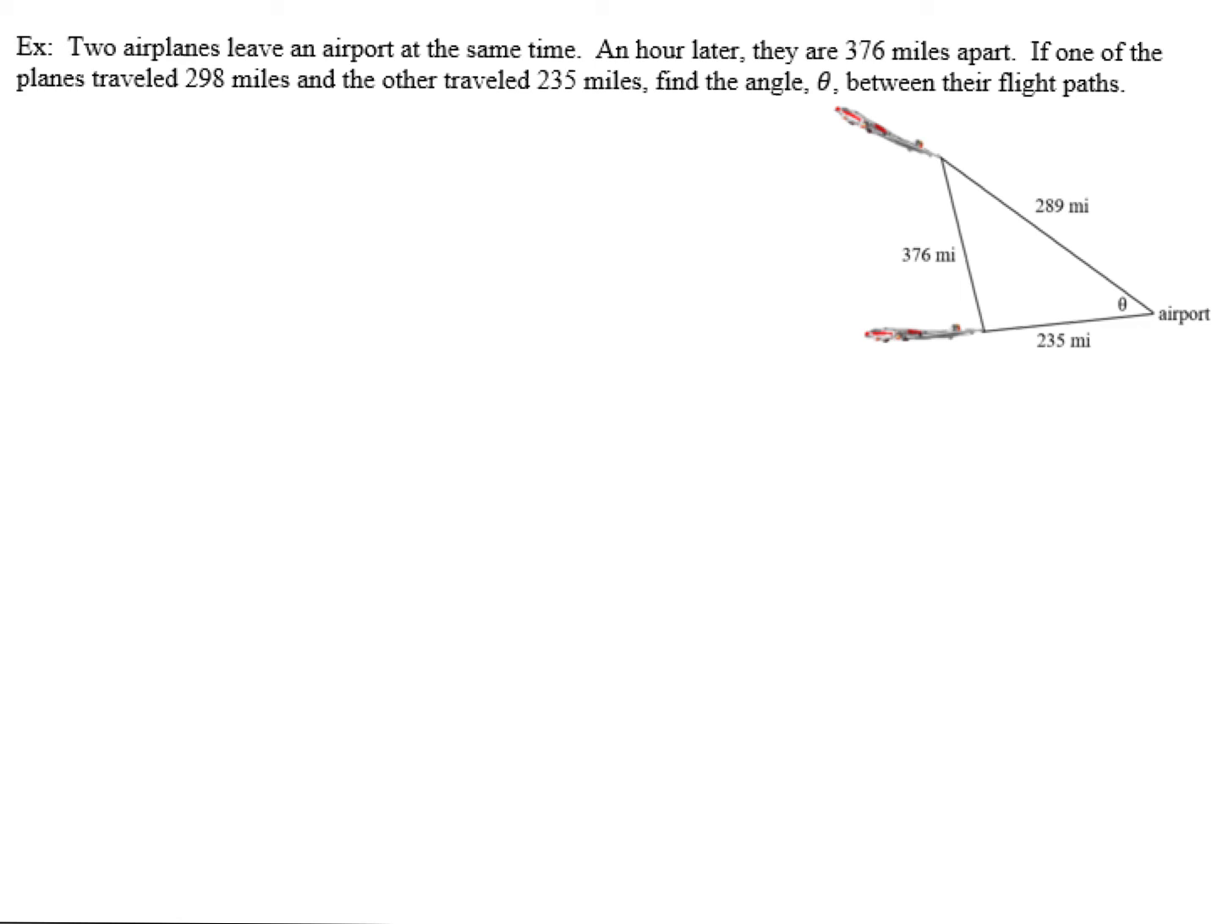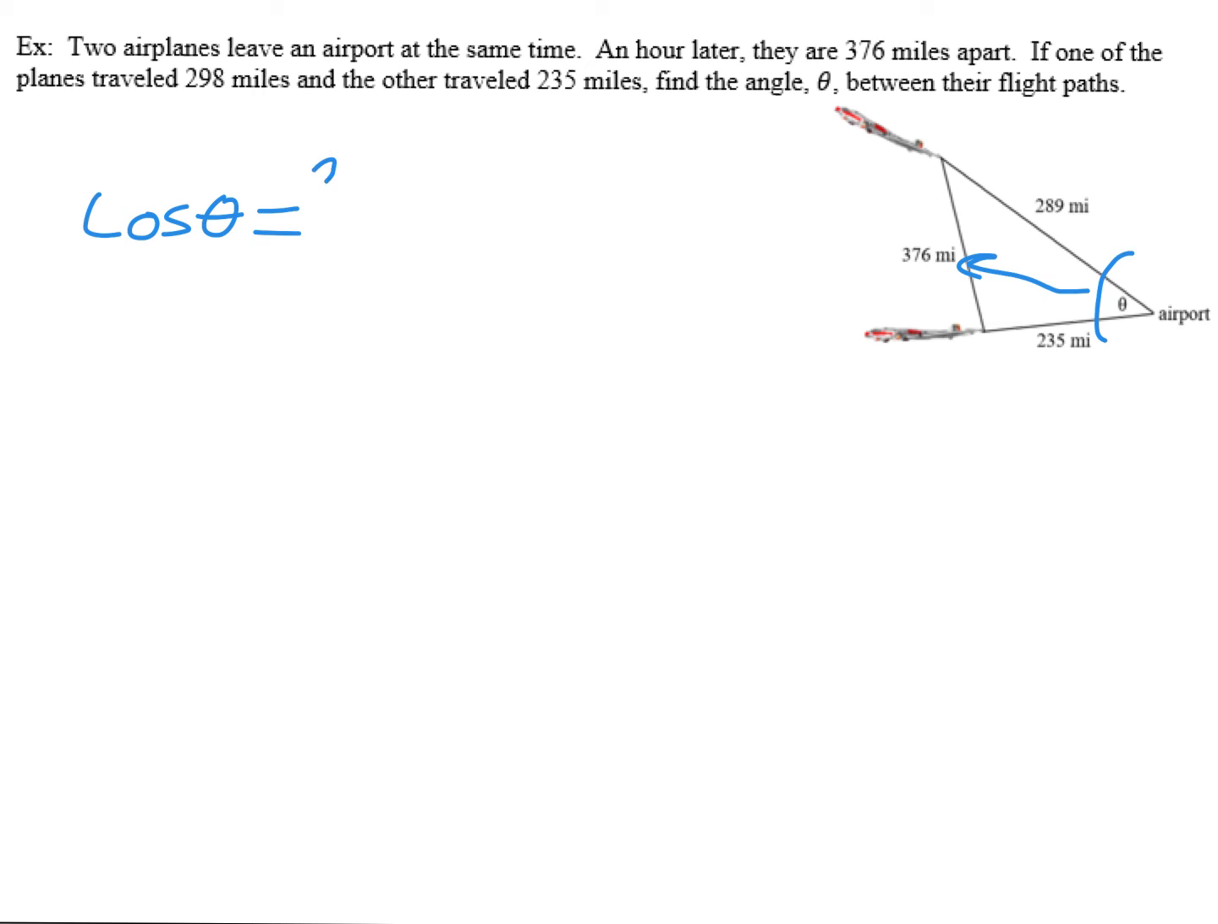The angle I'm looking for is right here. So I'm going cosine of theta, right? And this is where I remember 376, or the side that's opposite, should only come up once, okay? Should only come up one time.